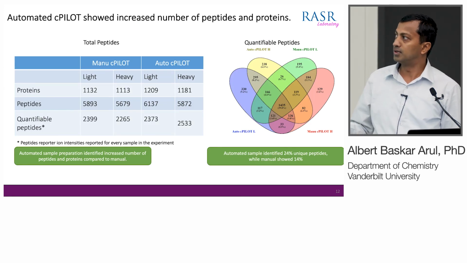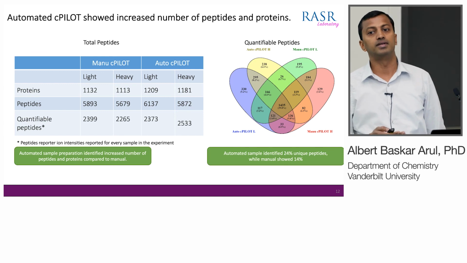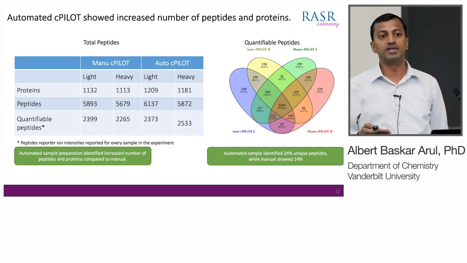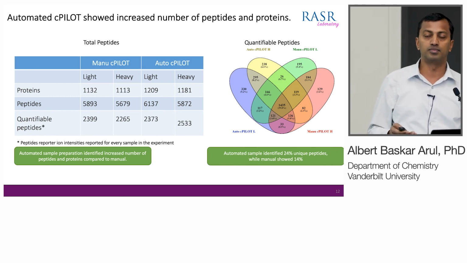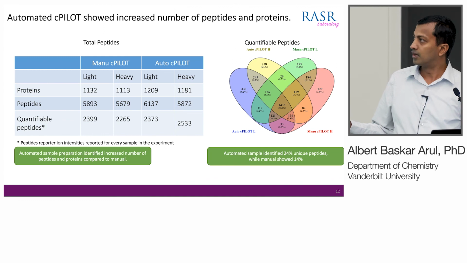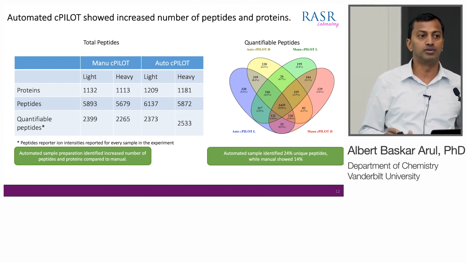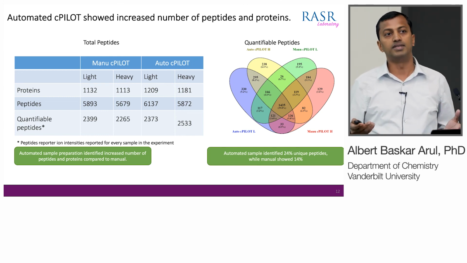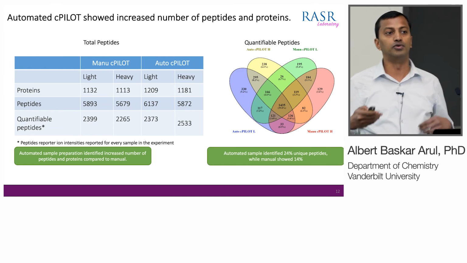This slide shows you the total number of peptides and proteins identified throughout the light and heavy of the manual and automated process. We are able to identify an increased number of peptides and proteins throughout the automation process samples, and they also showed an increased number of unique peptides compared to the manual. The automated protocol was able to identify the peptides and proteins present in the manual also, and it has some 24% of unique peptides identified.